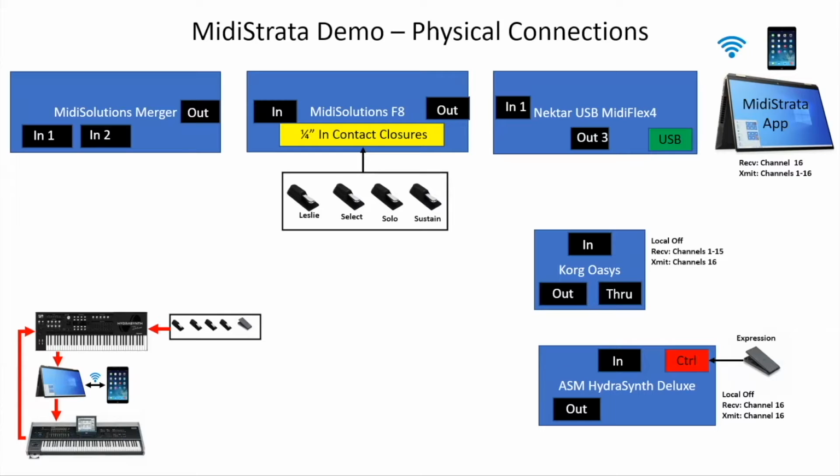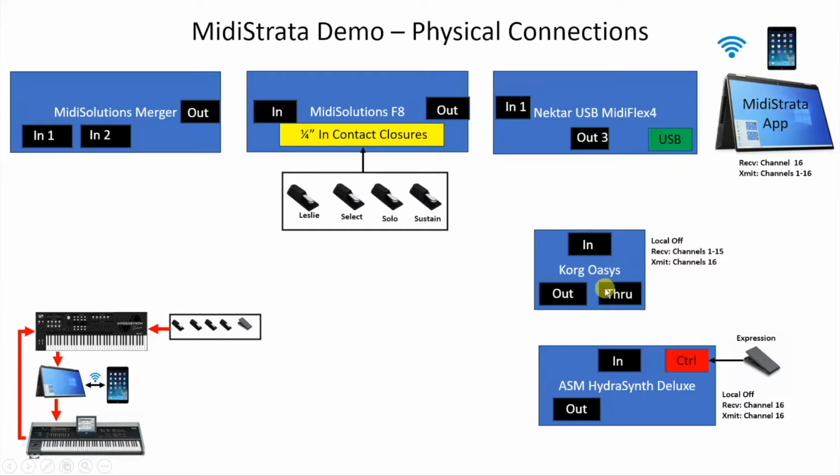It takes up to 8 quarter-inch contact closures. It merges those contact closures with whatever data comes in on the MIDI and sends it out to port. And then I have a Nektar 4-port interface, but I'm only using 2 ports. It's a USB interface into the computer, and of course the computer has wireless connections to the iPad.